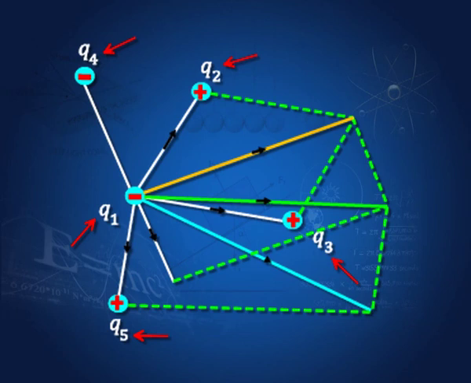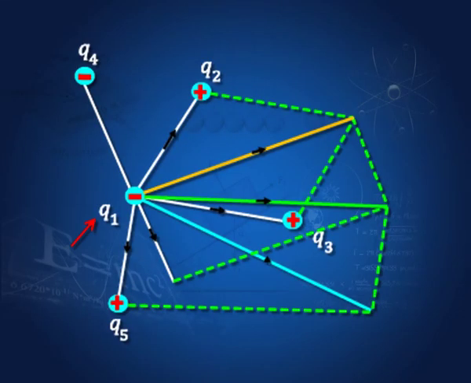Let us now bring q5 into the picture. q5 attracts this q1 in this direction. So, the force has this direction, and this now I compound with this green line, and we can find the resultant. So, this blue line is the resultant of all forces acting on q1 due to charges q2, q3, q4 and q5. This is the essence of the principle of superposition.